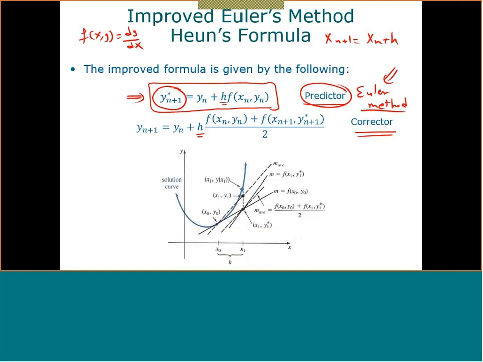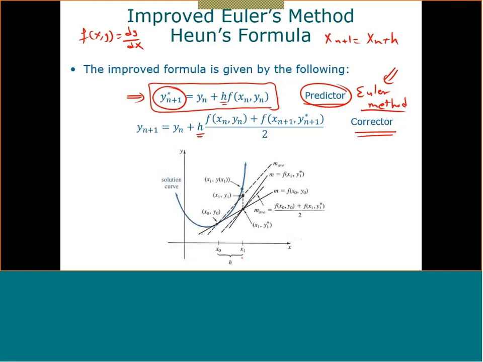Let's look at this graphically and understand it. Okay, it looks like a messy graph, but let's go step by step. We start with x0, y of 0. This is the starting point, and we want to move h. So we want to move from x0 to x1. Knowing h, I can find x1.